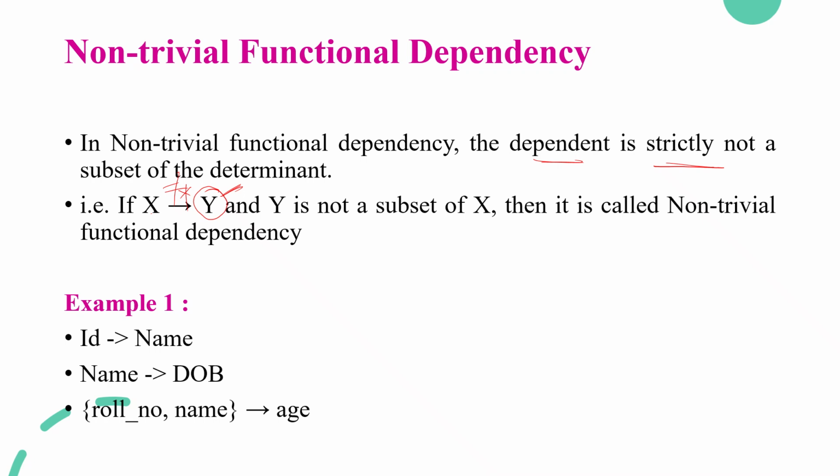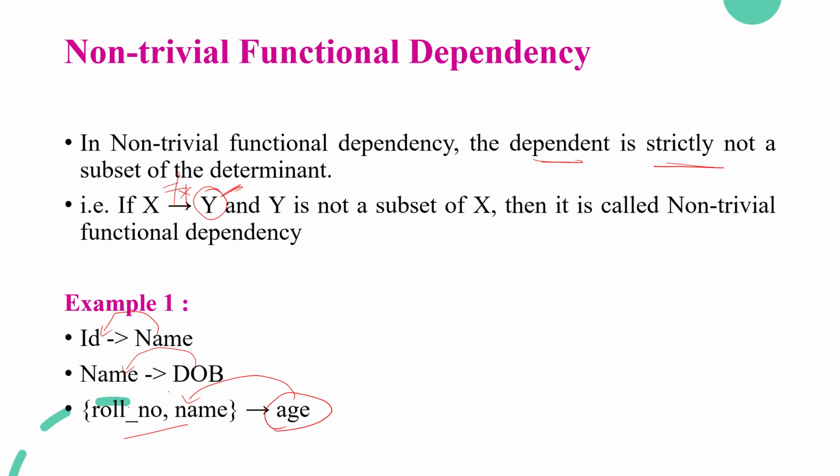You can see an example here. ID determines name, right? And name determines date of birth. And here, roll number comma name determines age. So age is not a subset of these two. Date of birth is not a subset of this. Name is not a subset of ID. So this functional dependency is a non-trivial functional dependency.